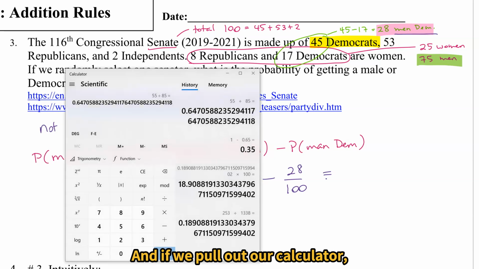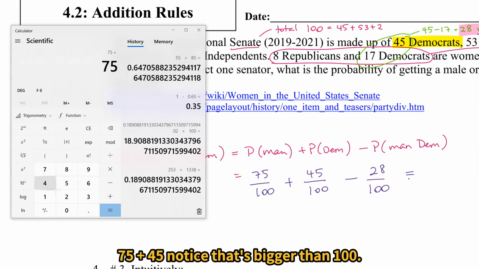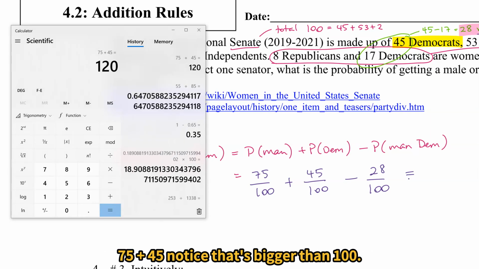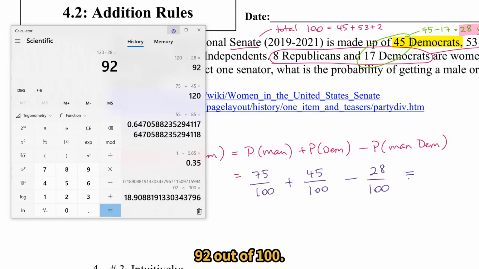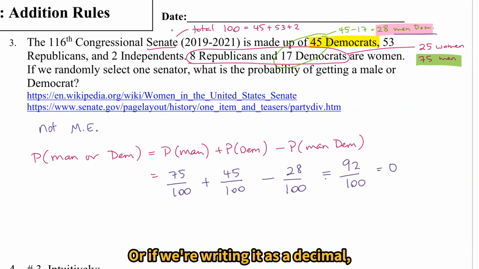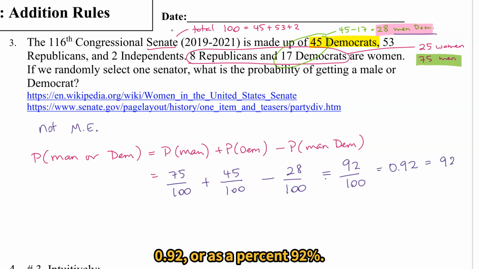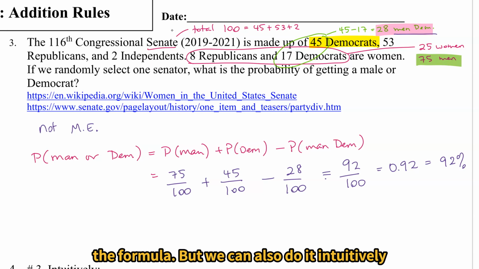And if we pull out our calculator, not really a good place for it on my screen, but we'll make it work. 75 plus 45, notice that's bigger than 100. We have overlap, we need to take them out. 92 out of 100, or if we're writing it as a decimal, 0.92, or as a percent, 92%. That's one way to approach the problem, the formula.